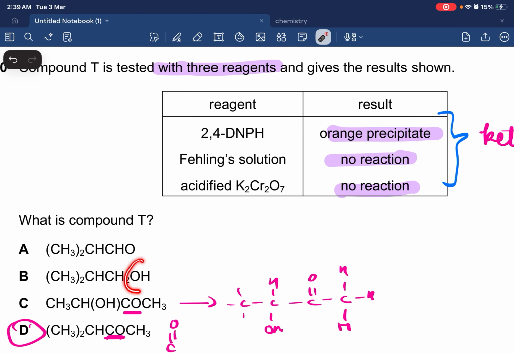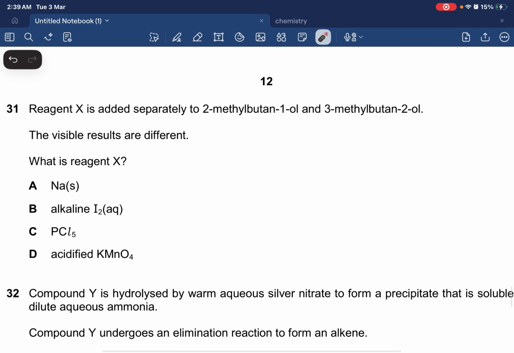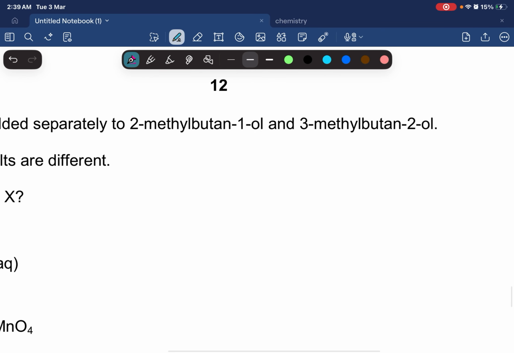Then over here, we again have an OH. Over here, we have an aldehyde. Aldehyde is going to give you a positive Fehling's test. Okay. Reagent X is added separately to 2-methylbutan-1-ol and 3-methylbutan-2-ol. The visible results are different. What is reagent X? Okay, let's draw the structure.